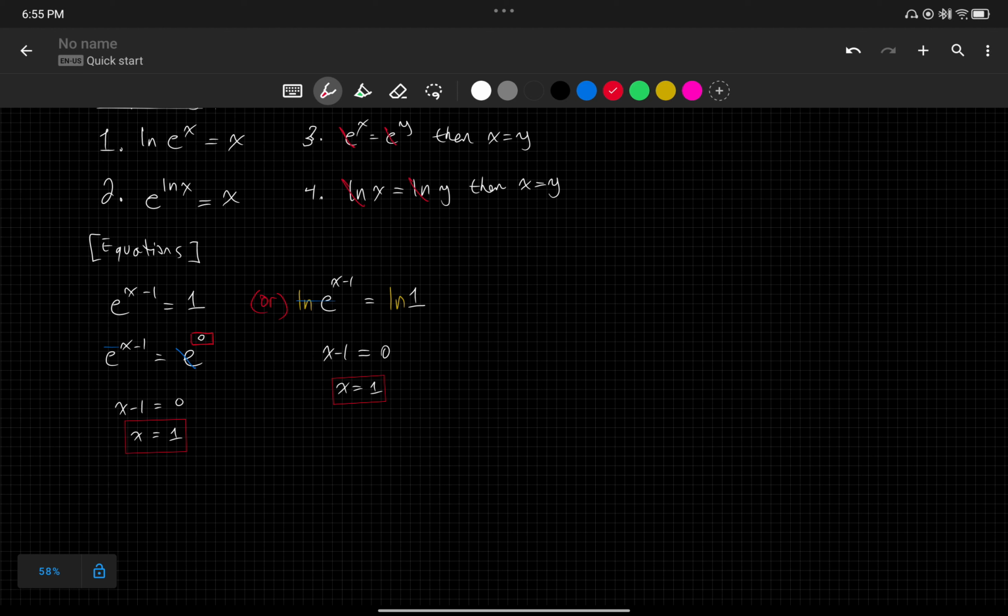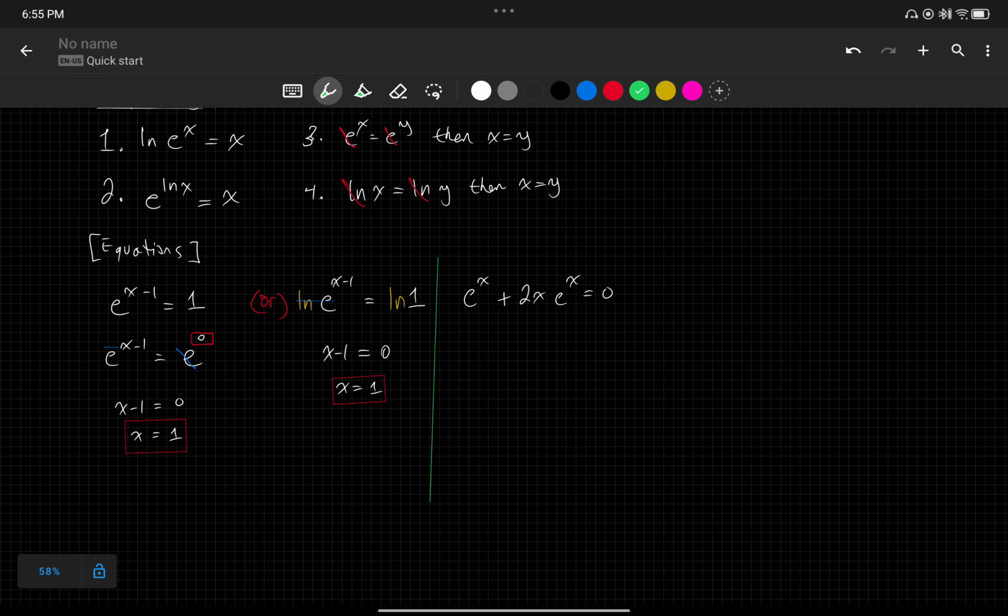Let's see what else. All right, so let's try another one. What about if we have e to the x plus 2x e to the x equals 0? All right, so since this is an equation, we can always use the zero product property. What does that mean? Factoring, that's what it means.